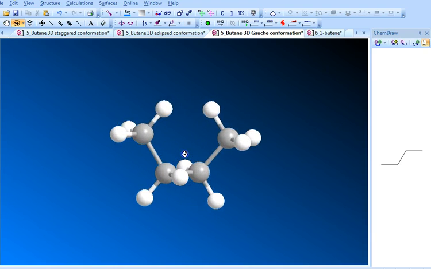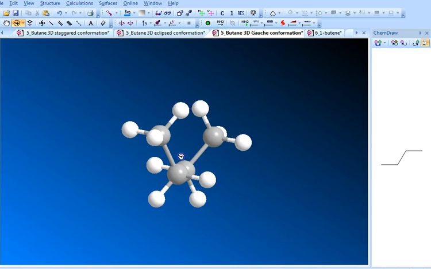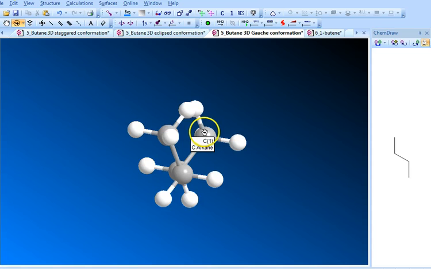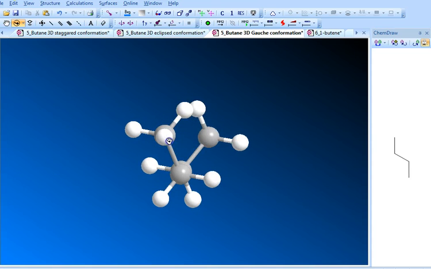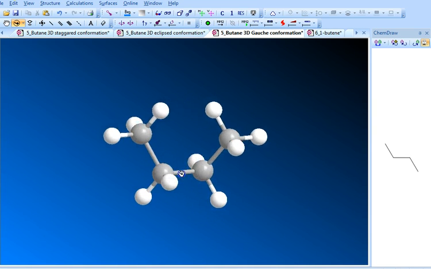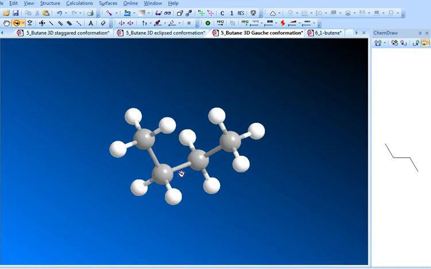Now again, this is not bad. This is worse than staggered, but not as bad as eclipse, because the two methyl groups are not facing each other, they are slightly off. And again everything is staggered here, all the atoms are staggered, so it's really not a bad situation for this molecule. It is second highest in energy, and second most stable in energy. It's kind of in between staggered and eclipse.